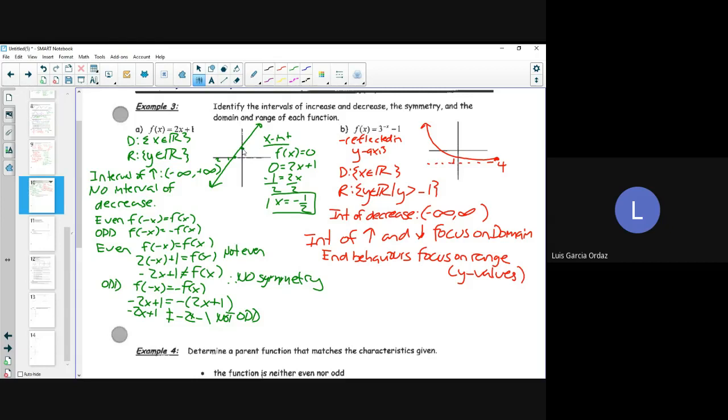So just for you guys to remember, cohort A and C: for intervals of increase and decrease, you focus on the domain. And for the end behaviors, you focus on the range, or the y values.